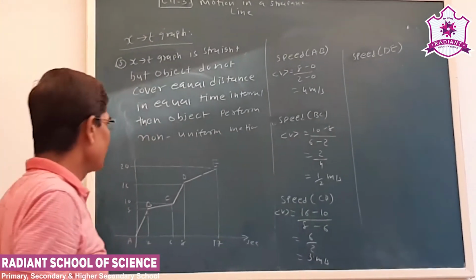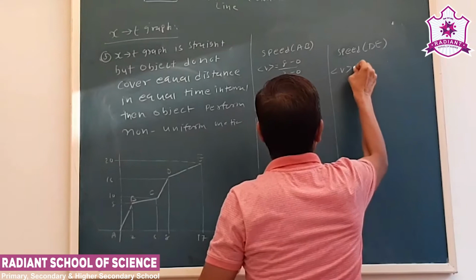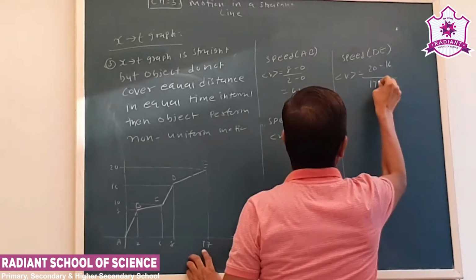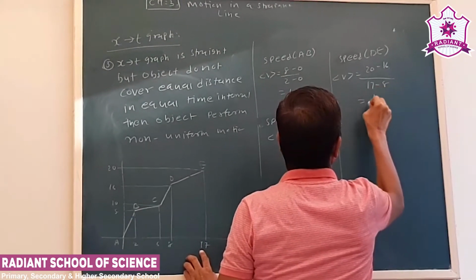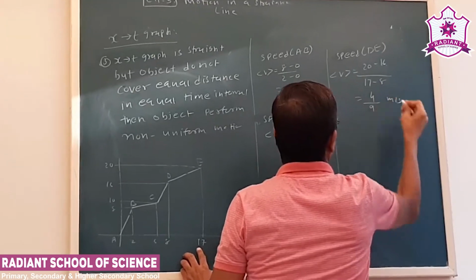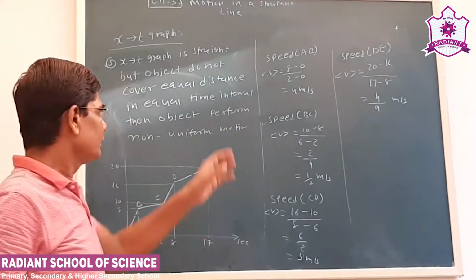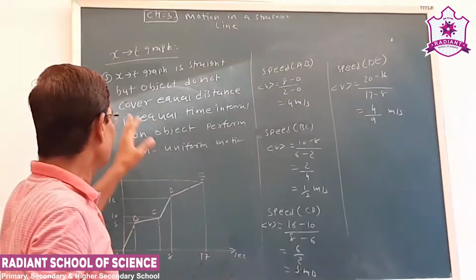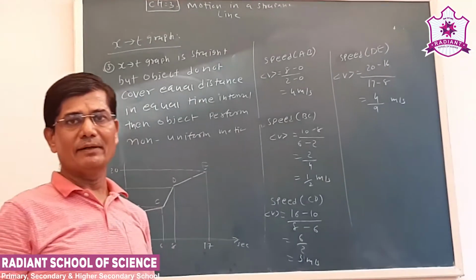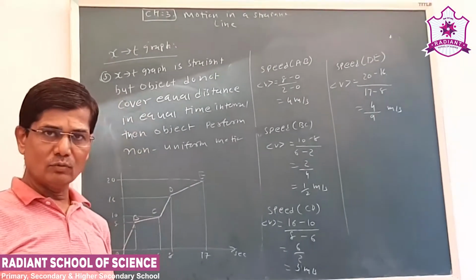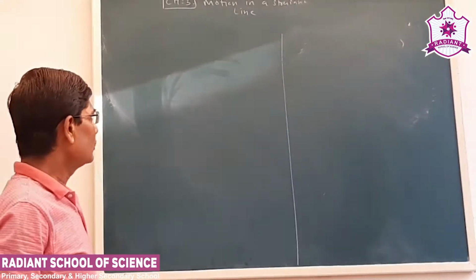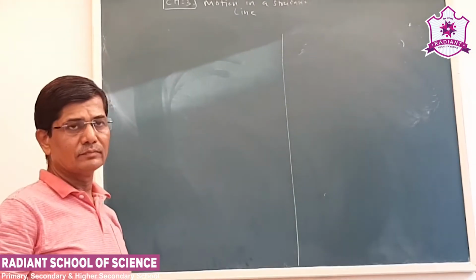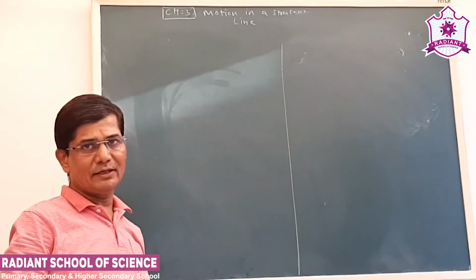Now next we obtain for the DE part, so the average speed will be equal to. Now what we see here is that the average speed in different time intervals is different. So here the object does not cover equal distance in equal time interval. That's why it is called non-uniform motion. Now here we have seen about uniform motion and non-uniform motion. Now next we have to see about instantaneous speed and instantaneous velocity.